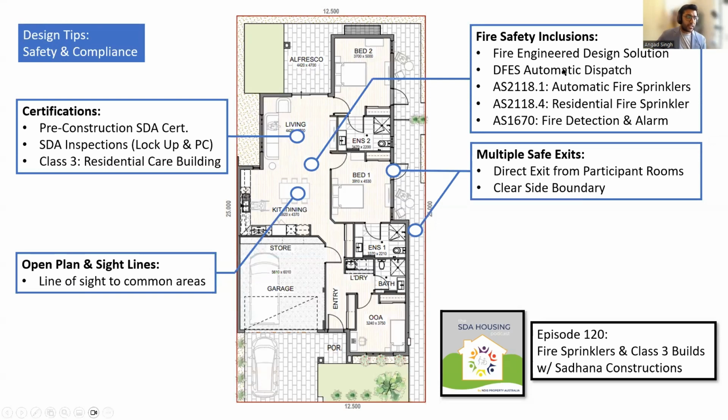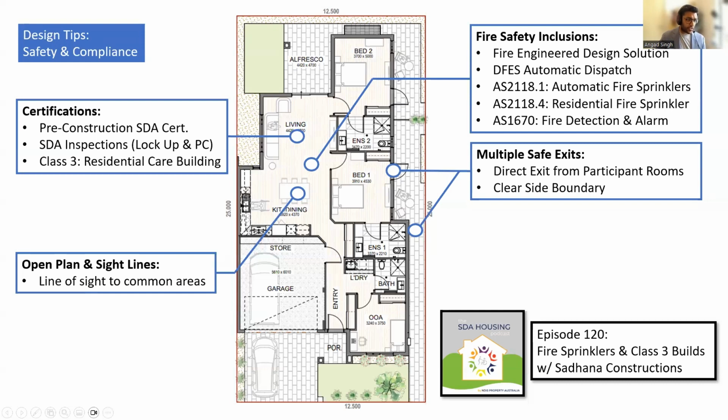So I think that understanding the fire and safety inclusions, not just the sprinklers, but also the detection, the alarm system, the DFES monitoring, all of that is really quite important, and it's becoming increasingly important for people who are taking it on and living in these dwellings.